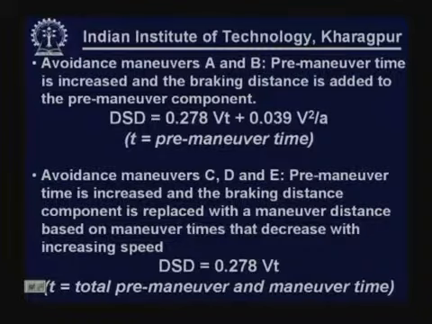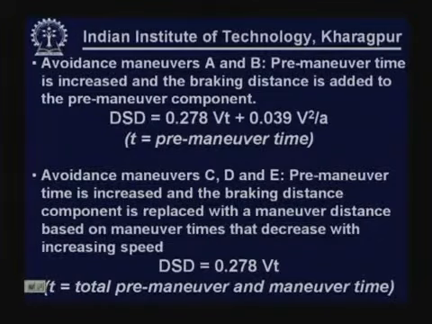In case of DSD, this t value is higher. For avoidance maneuver C, D and E, it is not the stop of vehicle. So, the stopping component, the braking distance component will not be applicable. So, pre-maneuver time remains as it was for avoidance maneuver A and B.